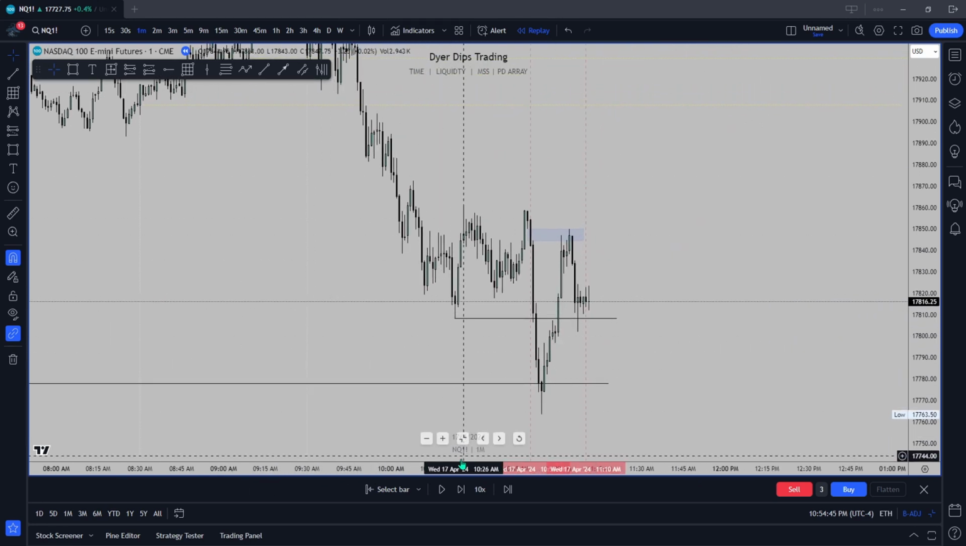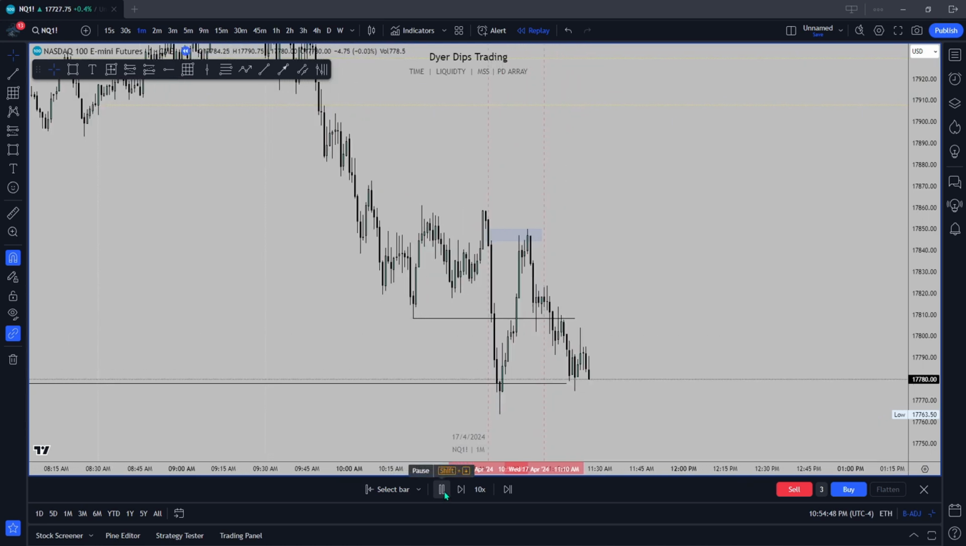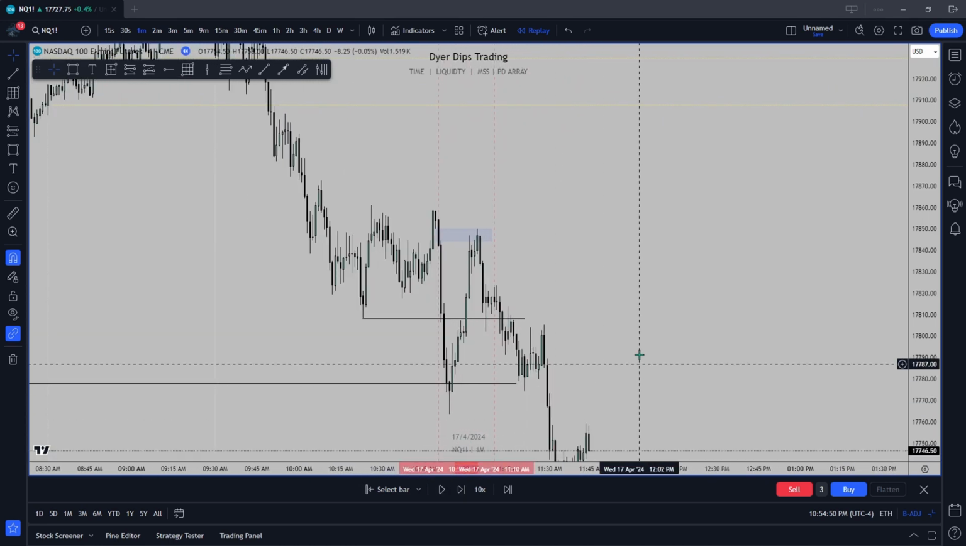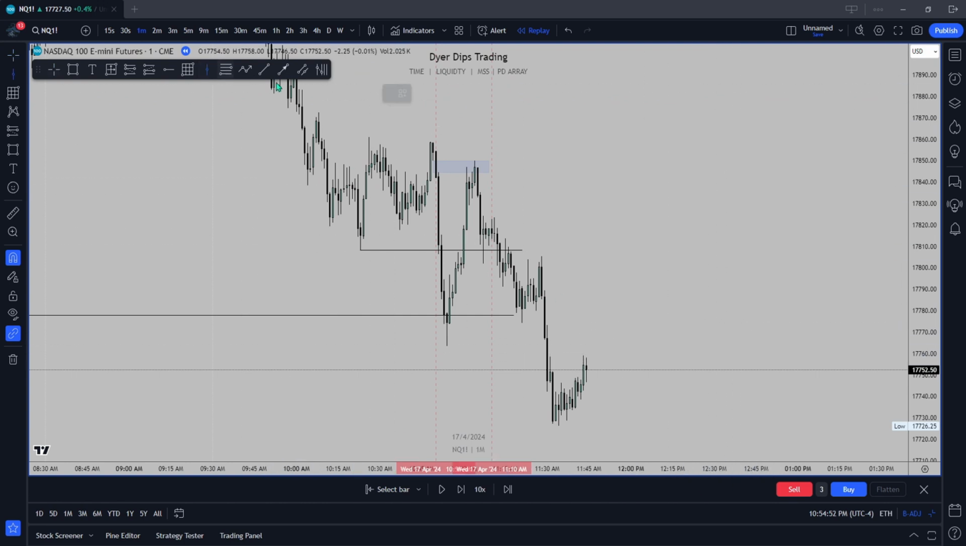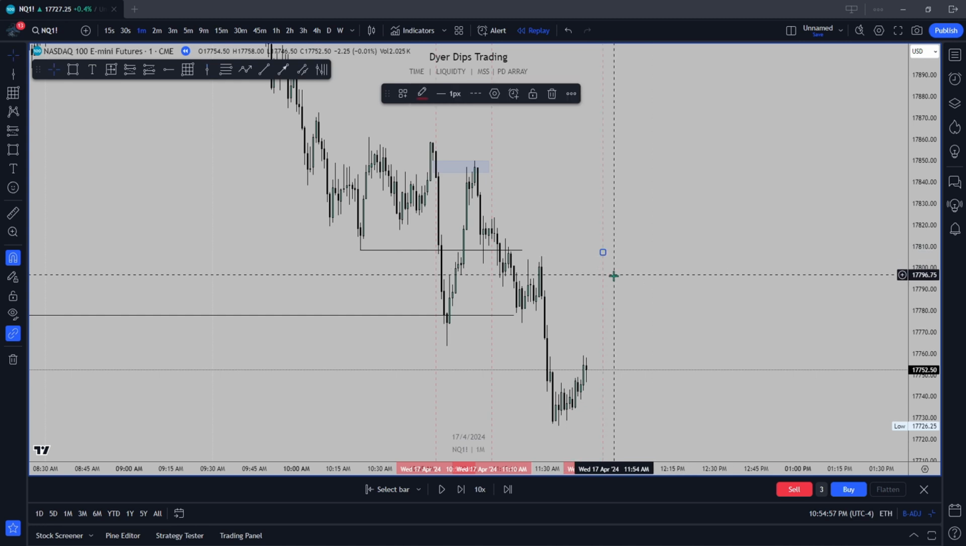And then going into our third macro of the AM session, which is actually going to lead us into the lunch hour, is going to be from 11:50 to 12:10. So let me just go ahead and mark that out so we don't get too ahead of ourselves.